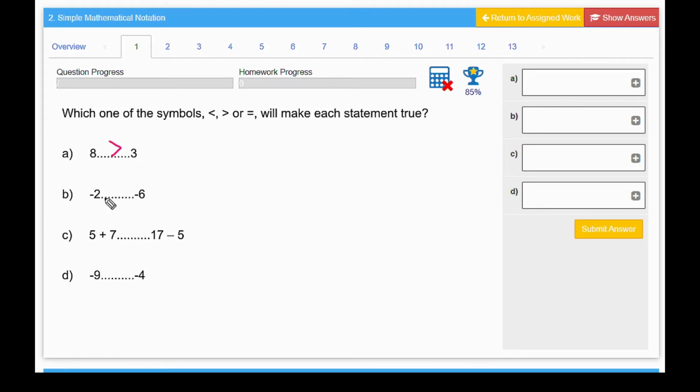Obviously with question B, which is smaller, -2 or -6? Which temperature is going to be warmer? Which one's going to be colder? So again, which one's smaller? That's going to be -6.